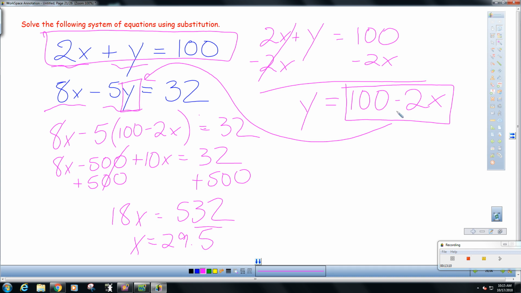So look at y. It's 100 minus 2 times x. So y is 100 minus 2 times 29.5 repeating. Put that in your calculator and hit like 10 fives. Minus 2 times 29.555555555. Close your brackets. Enter. 40.8 repeating.